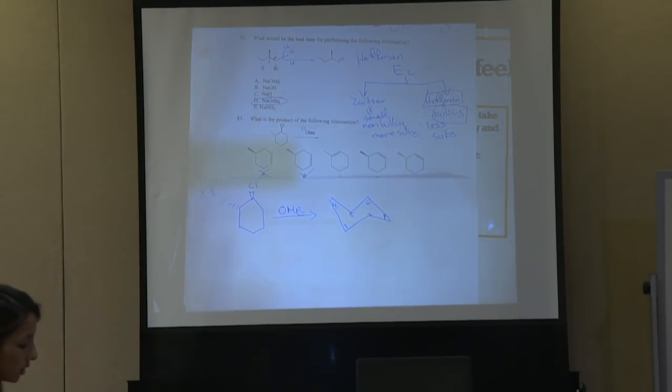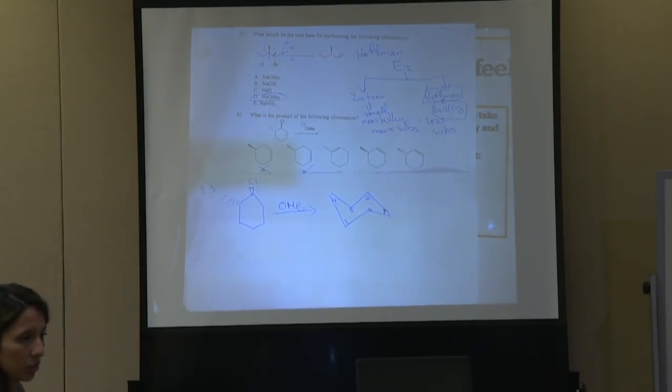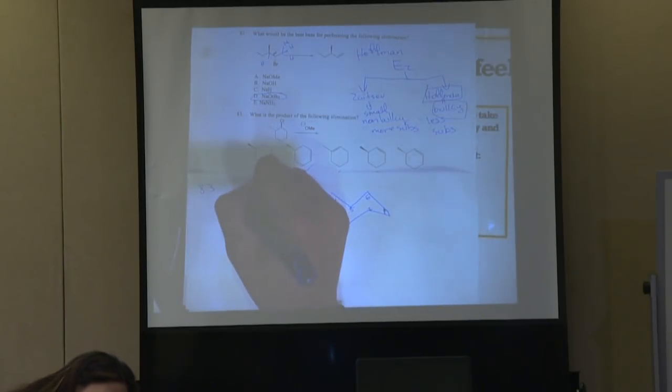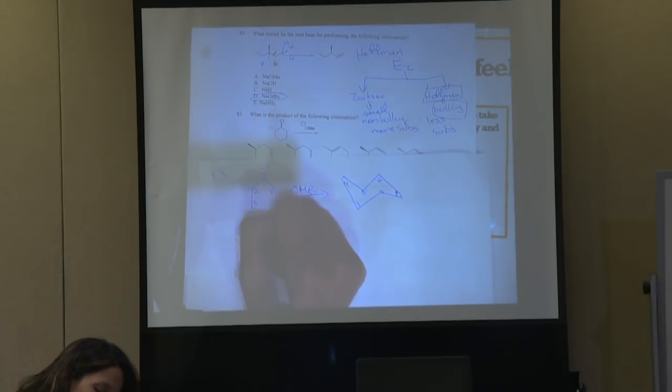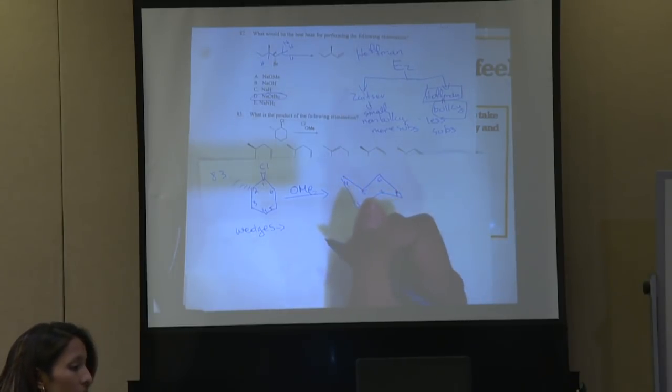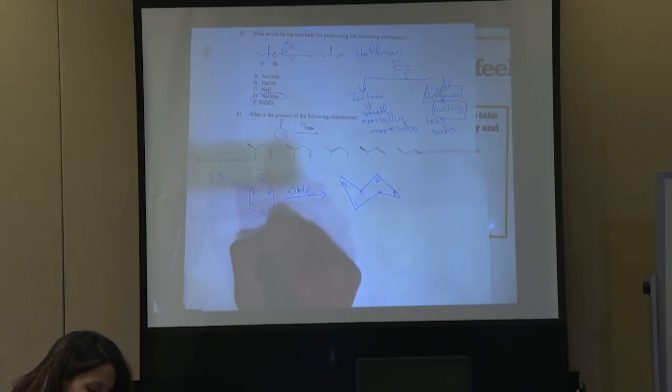Okay, so now I'm going to draw the chair conformation, right? So how do you guys want to do it? What do you want to start on? CL? And go counterclockwise or clockwise? Okay. So when we're doing chair conformations, wedges mean what? Down? You sure? Wedges mean up? And dashes mean down.